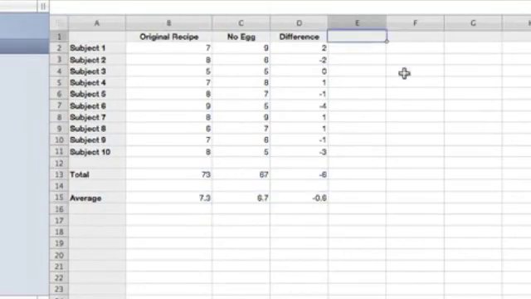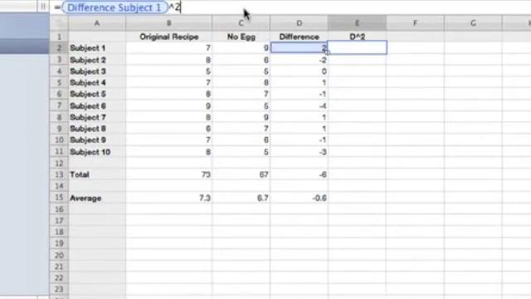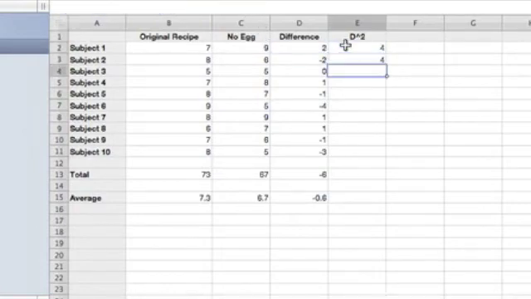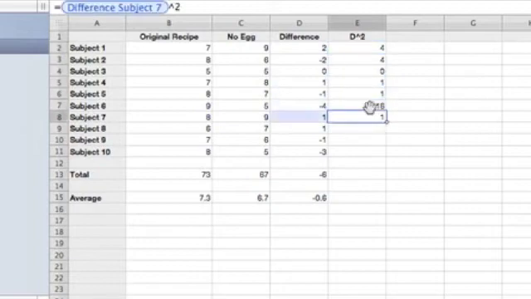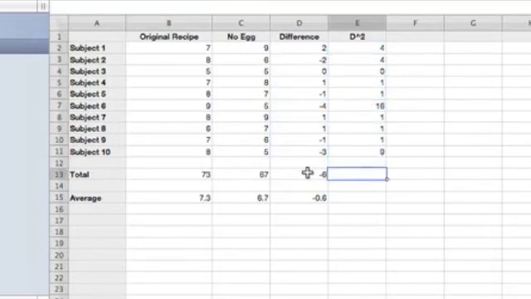The next column we're going to make is going to be d squared for the squared difference. And because this is Excel and I can make it do the math for me, I'm just going to plug in the formula and copy and paste. And now I can get a total for this column as well, and an average for this column, why not?